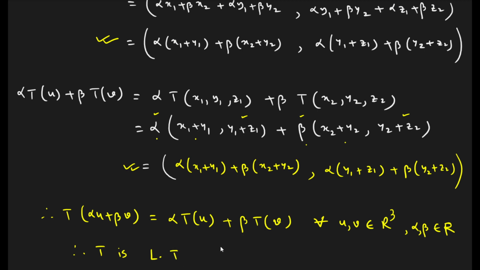It's very simple. Any kind of problem comes, you just find the left hand side and right hand side separately. And if they are equal, then it is a transformation. If it is not equal, then it is not a transformation.